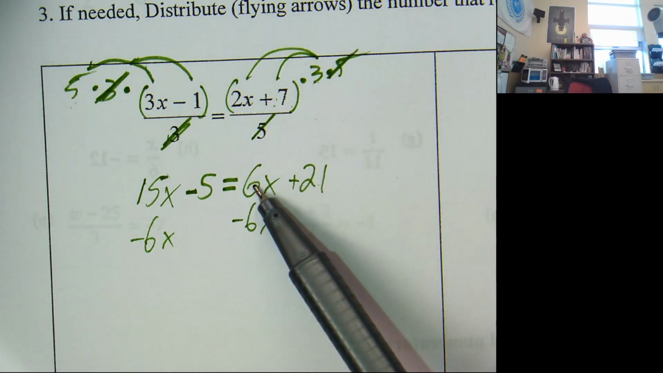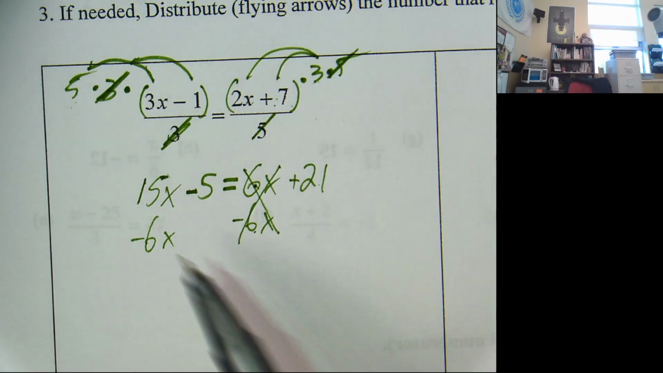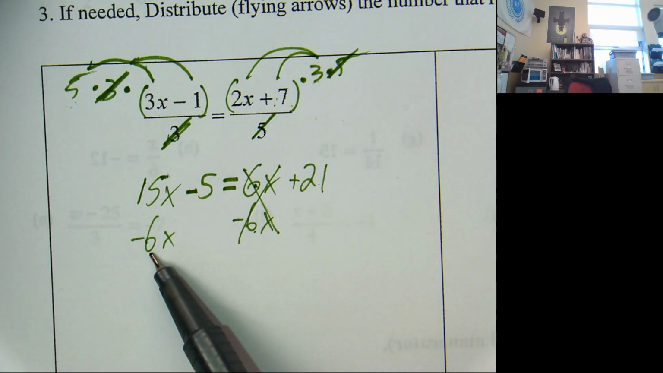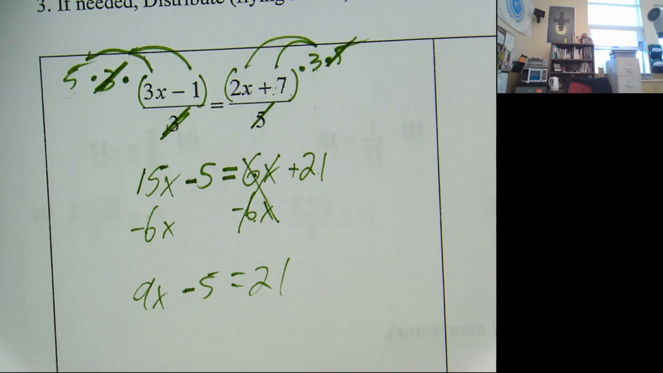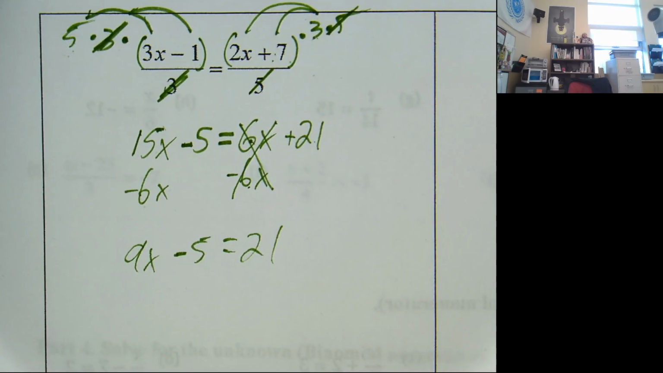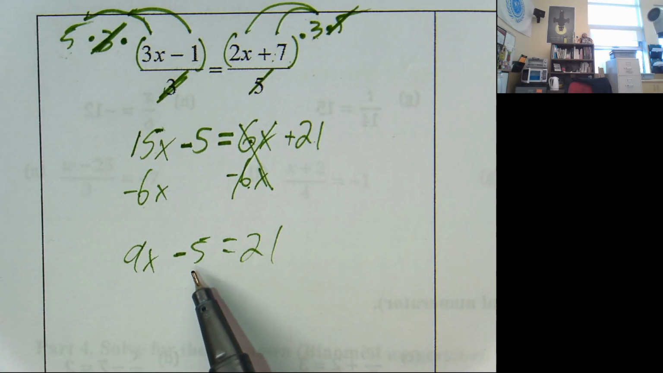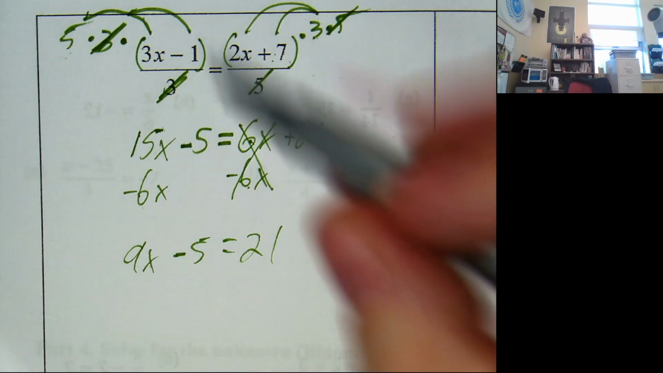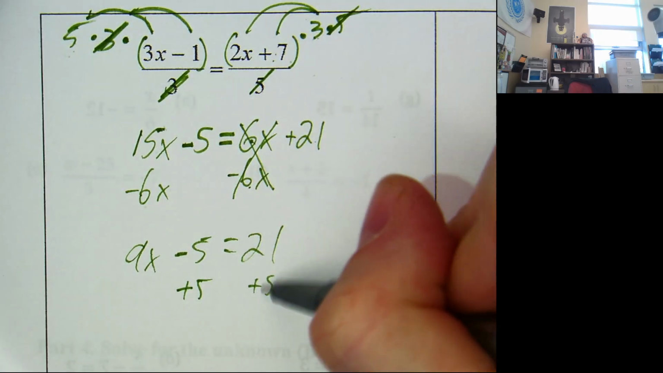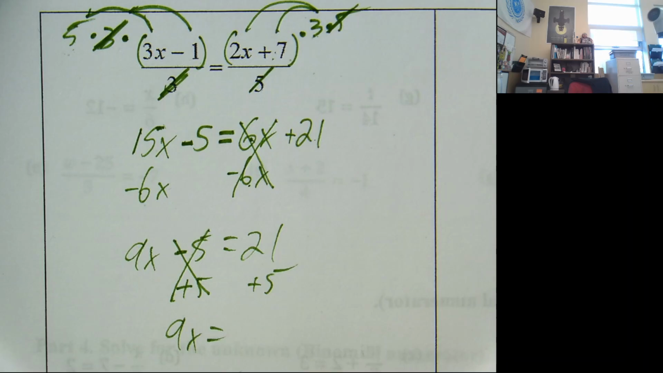It's positive here. Subtracting by 6x cancels that out. 15x minus 6x is 9x. Nothing's happened to that minus 5. That equals 21. Now I still want to get this x by itself. I need to get rid of any terms that don't have an x in them. So I'm going to get rid of this negative 5. How do I get rid of the minus 5? I'm going to add 5 on both sides. We get 9x equals 21 plus 5, which is 26.